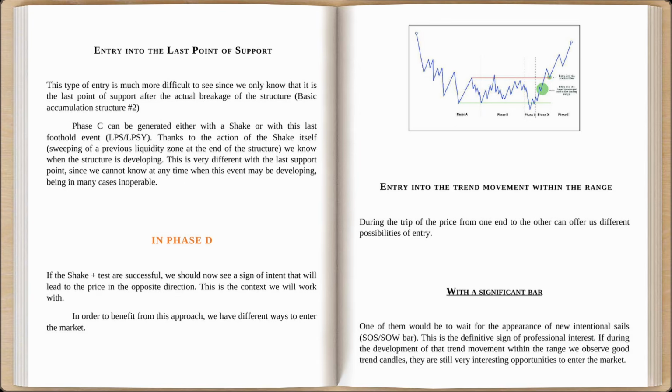Basic accumulation structure number 2. Phase C can be generated either with a shake or with this last point of support event, LPS-LSI. Thanks to the action of the shake itself, sweeping a previous liquidity zone at the end of the structure, we know when the structure is developing. This is very different with the last point of support, since we cannot know at any time when this event may be developing, being in many cases inoperable.